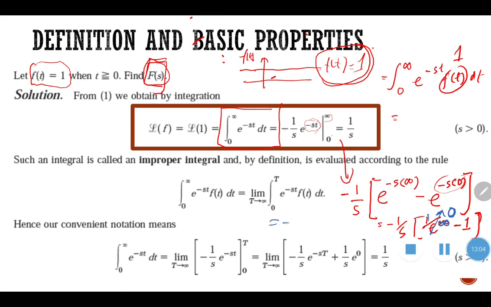So here, you will get negative 1 over s times zero minus 1. So the final answer will be positive 1 over s. Clear everyone? So the Laplace transform for the function f(t) equals 1 is 1 over s. Okay. Alright. So this is nothing special. This explains further how we got this 1 over s.